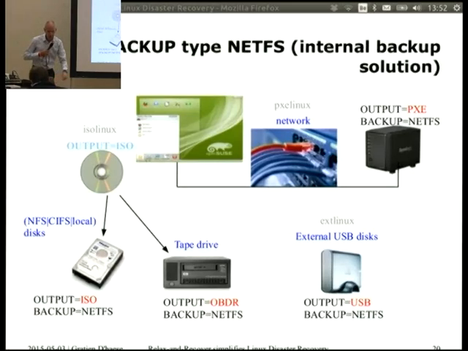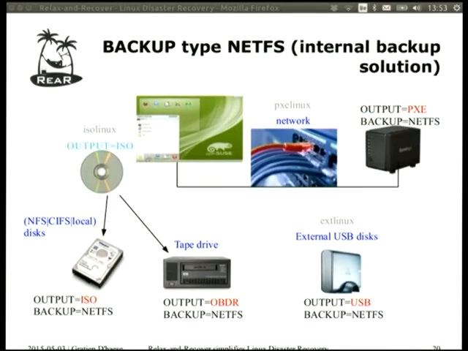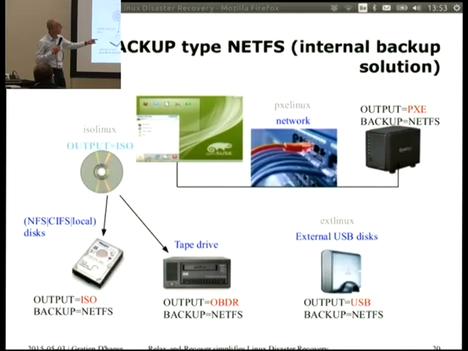And for that, for example, for the internal backup solution through NETFS, you can say output ISO, but it can still be stored via NFS, CIFS, local. That's all part of the NETFS, or even on tape. If you say output is USB and backup is NETFS, that means your USB disk will be prepared as a bootable USB disk, and the backup will be stored inside the USB disk. And you can have several Unix or Linux systems making part of it, so it's separated by directory structure.